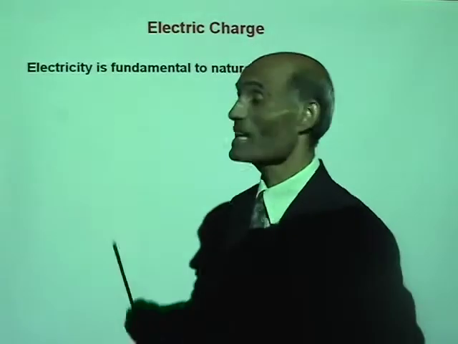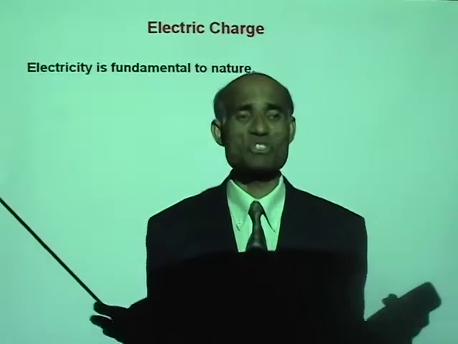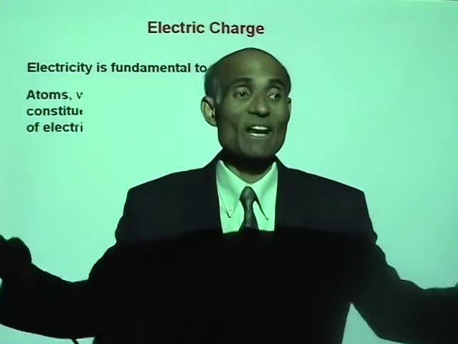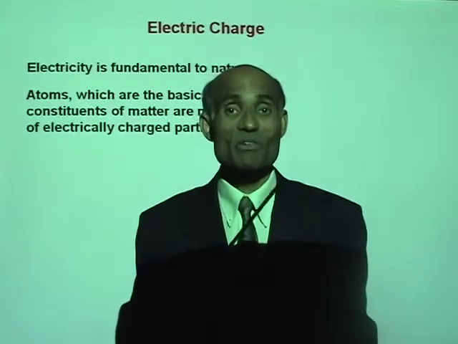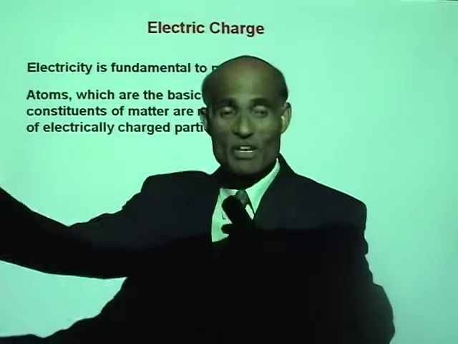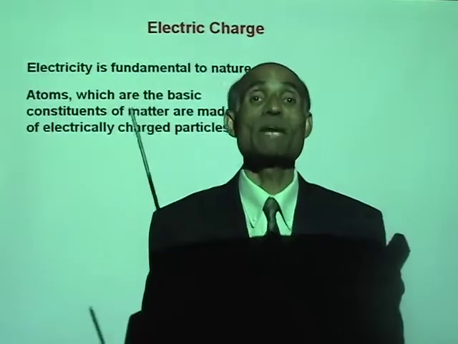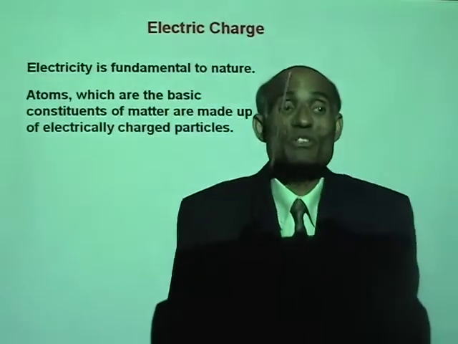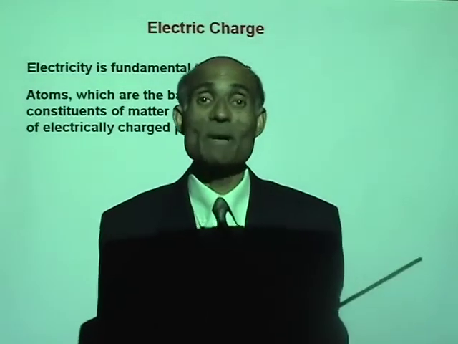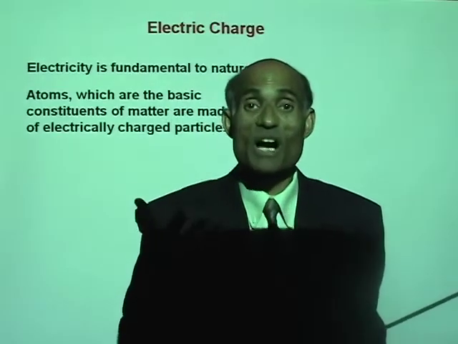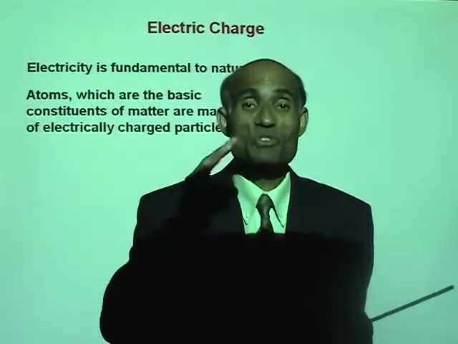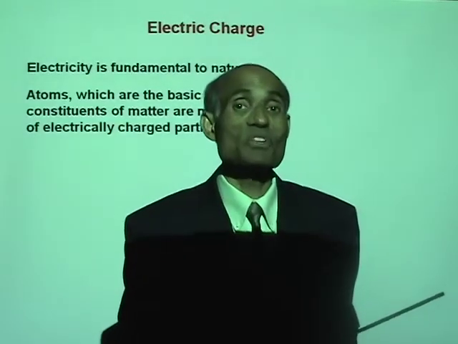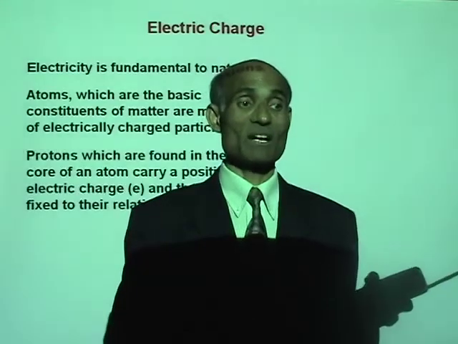Well, electricity is fundamental to nature. Everything in nature is made of electric charges. Now you know that all of us, everything around us is made up of atoms. Atoms, which are the basic constituents of matter, are made up of electrically charged particles. There are two basic types of charges. What are they? Positive charge and negative charge.